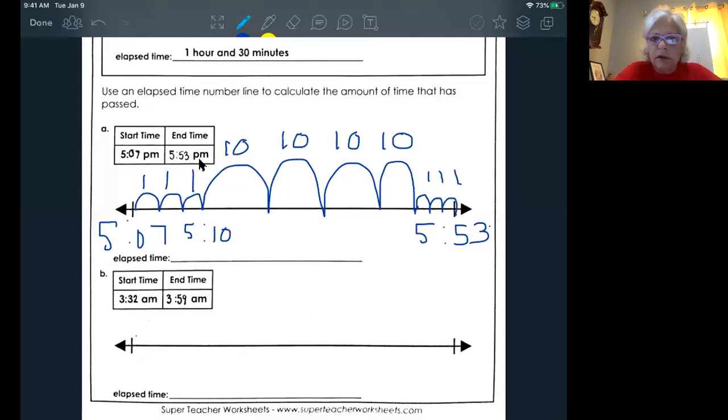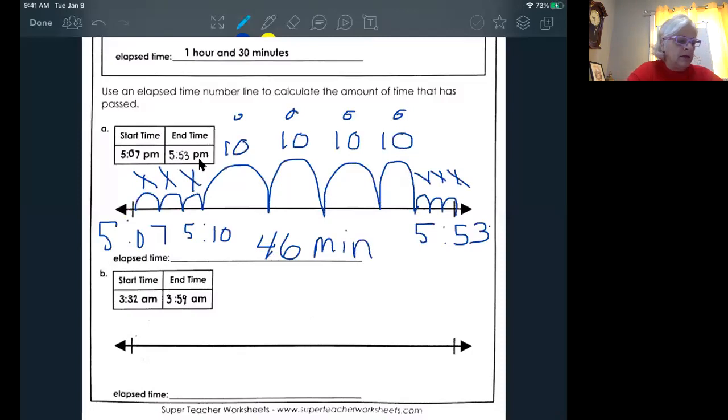So how much time elapsed from 5:07 to 5:53? So we're just going to count these all up. So I'm going to count my big numbers first up at the top. So I'm going to count 10, 20, 30, 40, 41, 42, 43, 44, 45, 46. So our answer is 46 minutes. And I'm just going to put min. That's an abbreviation for minutes. Okay? All right, we're going to try another one.